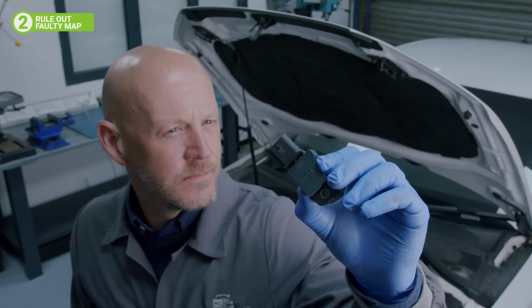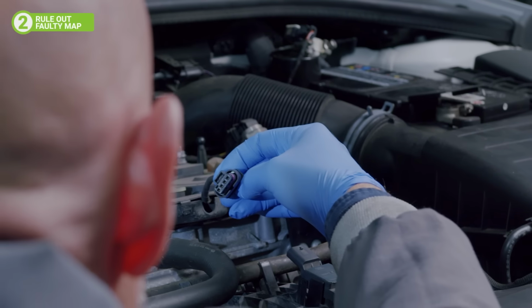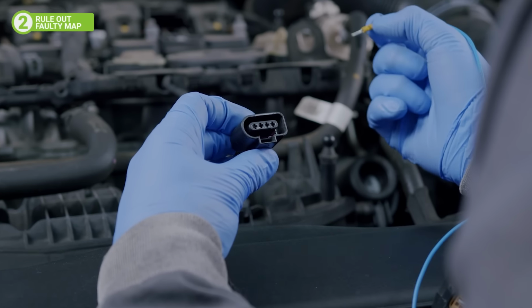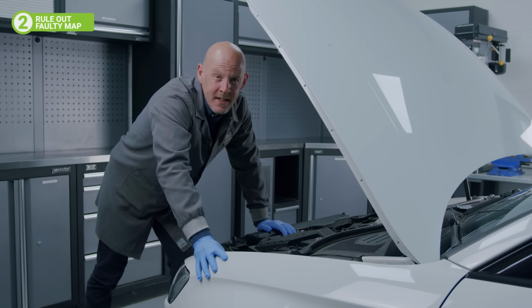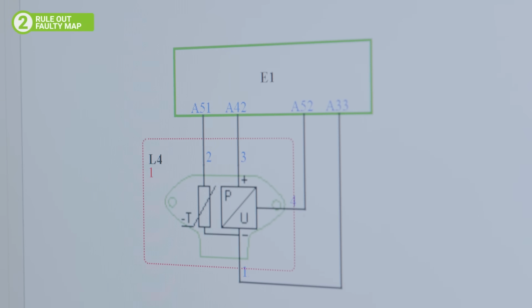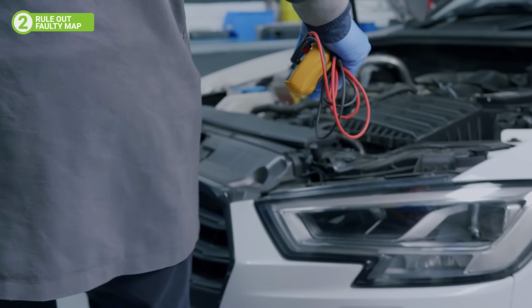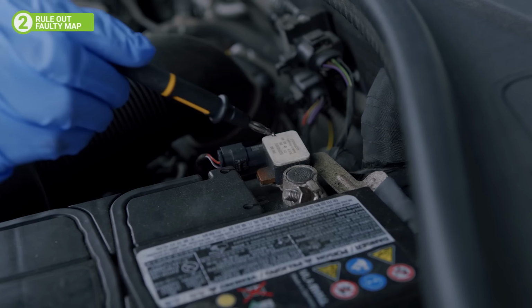If it looks okay, then inspect the sensor, its connector and related wiring for any obvious signs of physical damage, corrosion or poor terminal tension. If these all check out okay, then use your vehicle's wiring diagram to identify the correct terminals for each MAP sensor connection. By performing a few simple tests with your multimeter, we can check that the sensor is receiving everything it needs to function correctly.